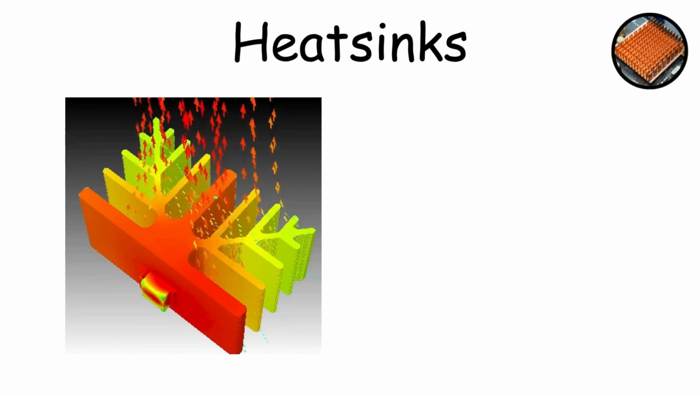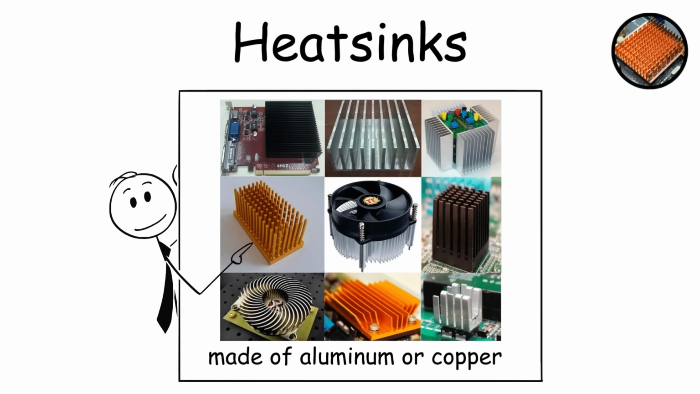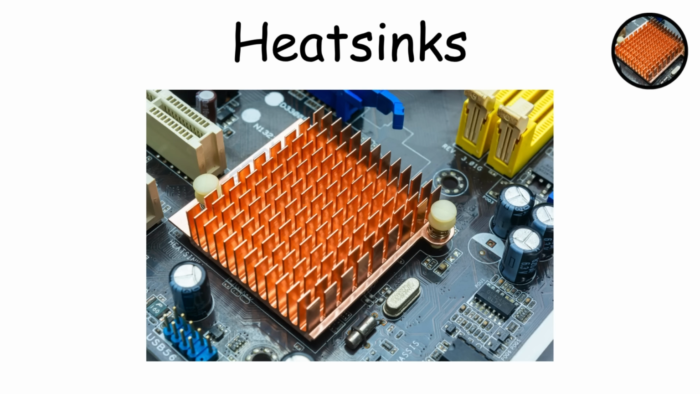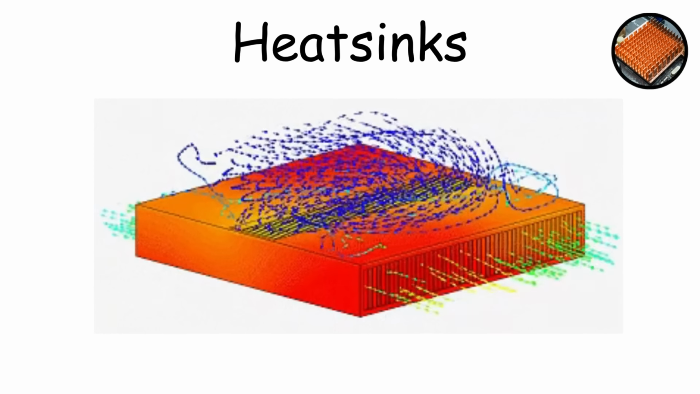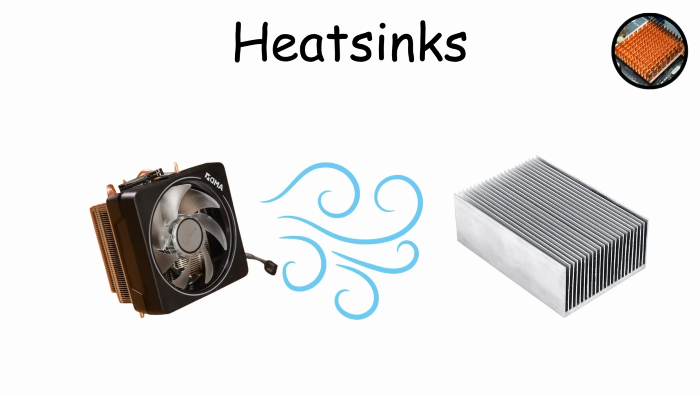Heatsinks. A block of metal that pulls heat away from a component and spreads it out so it can cool down faster. Heatsinks are usually made of aluminum or copper and sit directly on top of a chip like a CPU or GPU. Heat travels from the chip into the heatsink, which has fins to increase surface area and improve cooling efficiency. A fan often blows air across the fins to carry the heat away.